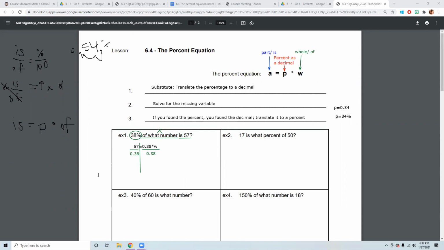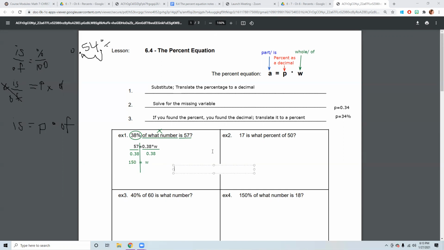I'm going to go ahead and get out my calculator, and I'm taking 57 divided by 0.38. And my calculator is telling me that it is 150. And so that's what number is going to go on the left side here, is 150. It is still equal. And then on the right side, we ended up getting rid of that 0.38. So we're left with just a W. And that's going to be our final answer.